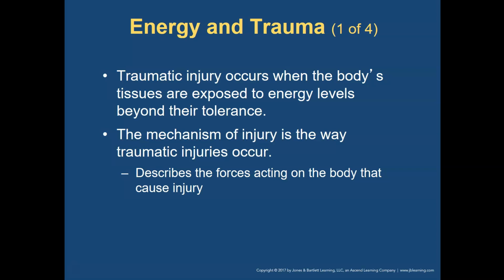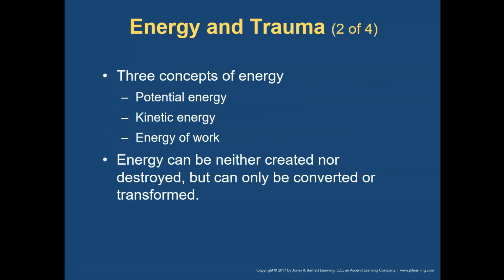So that mechanism of injury, that's the way the traumatic injury occurs. So when we ask what the mechanism of injury is, we're asking, how did this occur? What is the way that this traumatic injury occurred? And what it does is describe the forces, or if we want to take it back to energy, that energy transmission acting on the body that causes the injury. That's what we're talking about.